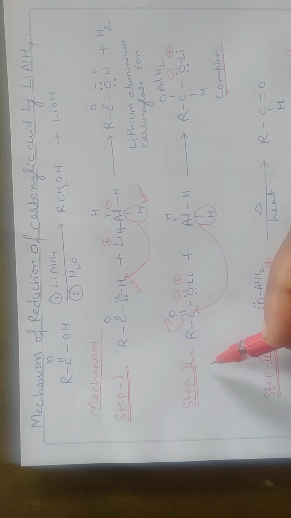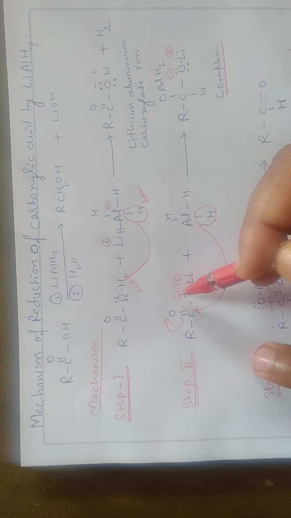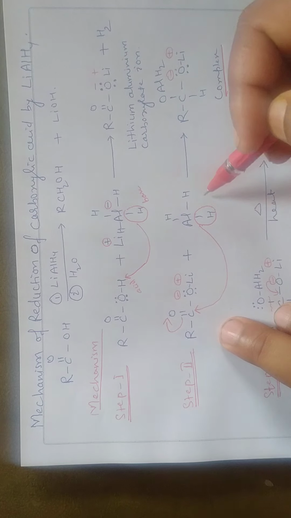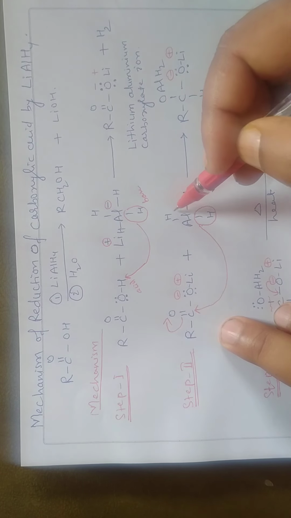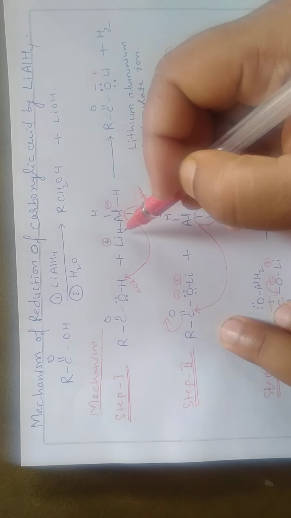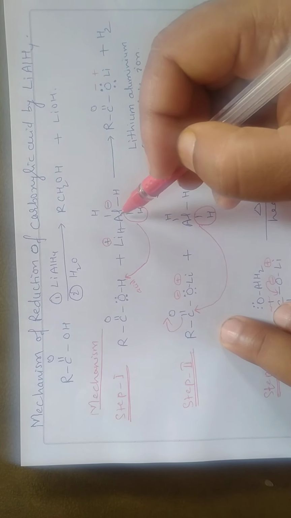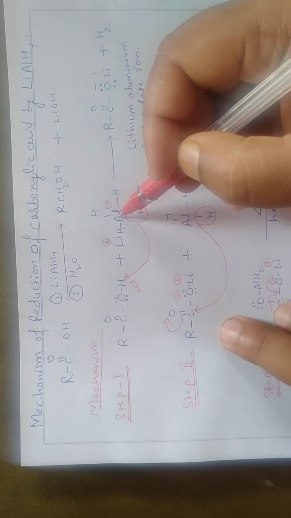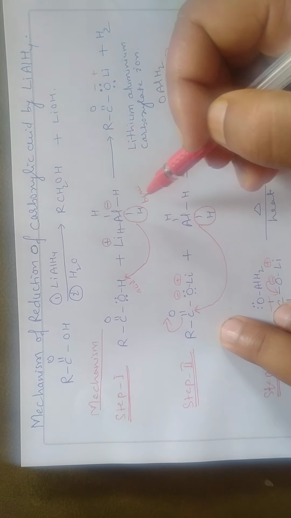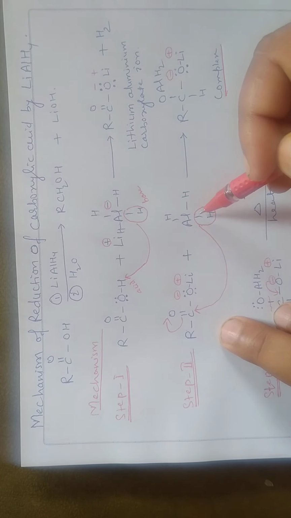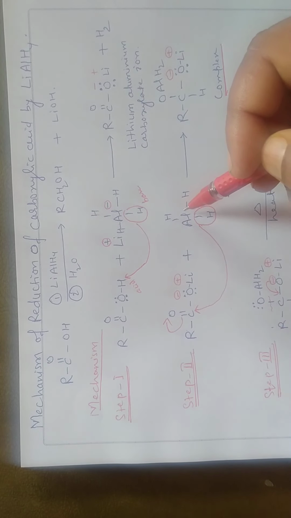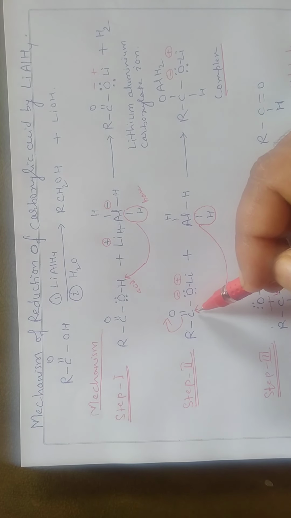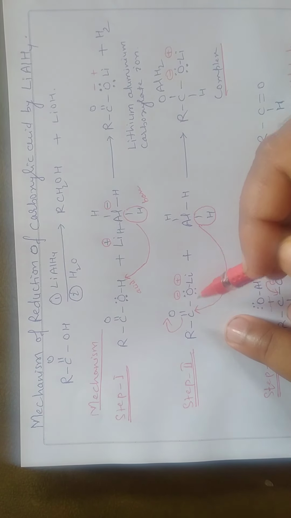Now coming to step 2, this lithium aluminum carboxylate ion reacts with AlH3. So from where does AlH3 come? Once the hydride ion is left, then this aluminum neutralizes and becomes AlH3, this one. Again in the second step, the hydride ion of AlH3 acts as a nucleophile and acts on the carbon.